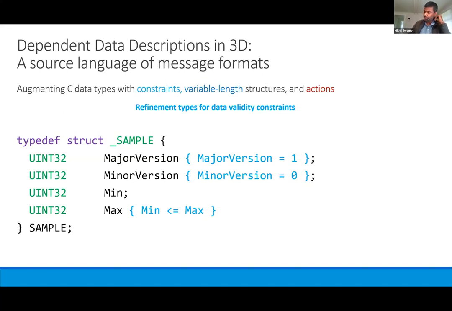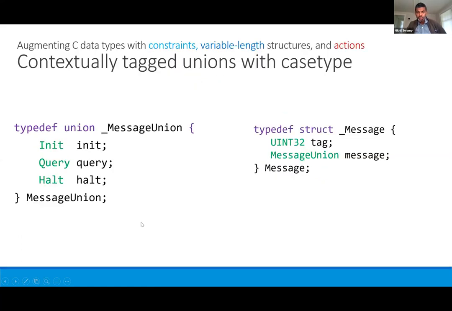Here is a sample spec in EverParse. There are a few ingredients that go into our source language for EverParse. The baseline is C structures and unions, and on top of that we layer semantic constraints like the stuff in blue, the refinements on individual fields, support for variable length structures, and a notion of imperative actions. This is a simple example of refinements on fields.